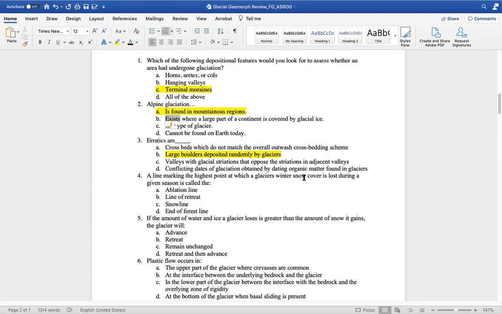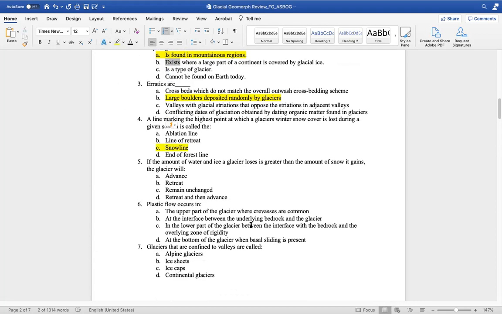Immediately, when it starts talking about snow cover being lost, I start thinking of ablation, because that's what's happening with ablation. But really, what this is trying to say, I think ablation is the trick answer here. Because the snow line, that's going to be the farthest advance of snow cover that's visible. So C. I feel pretty confident. There we go. All right, we'll move it up a little bit.